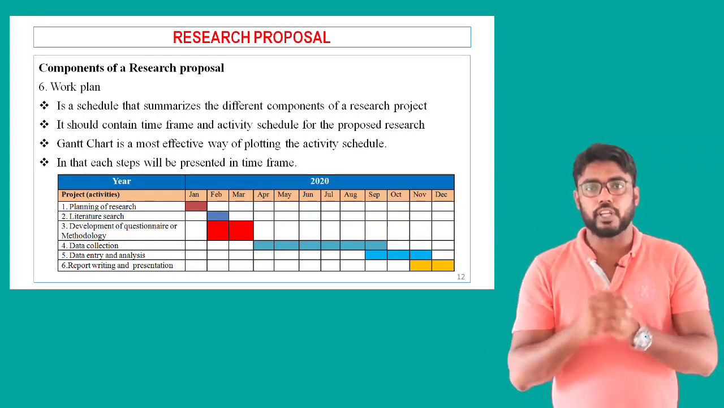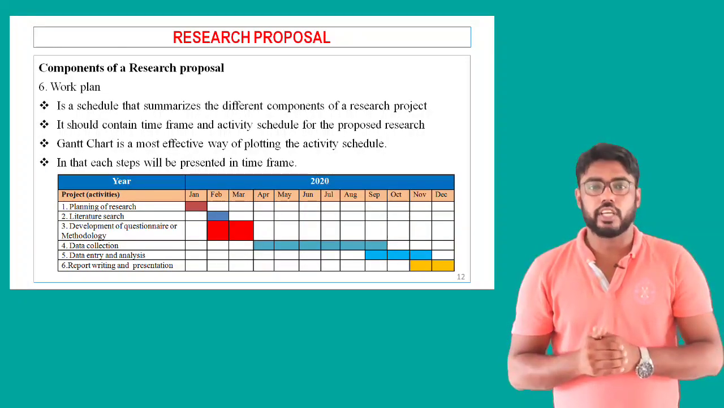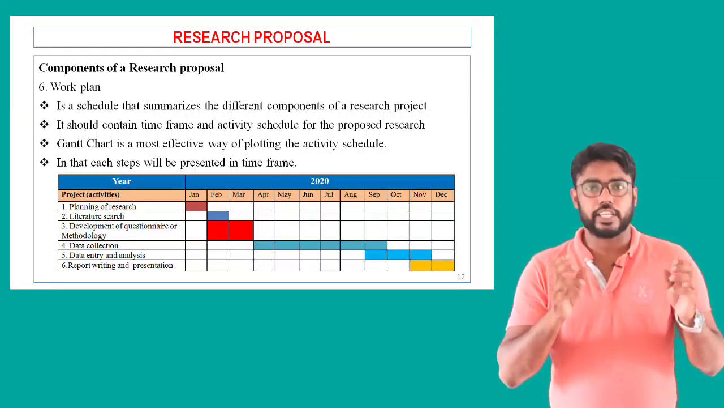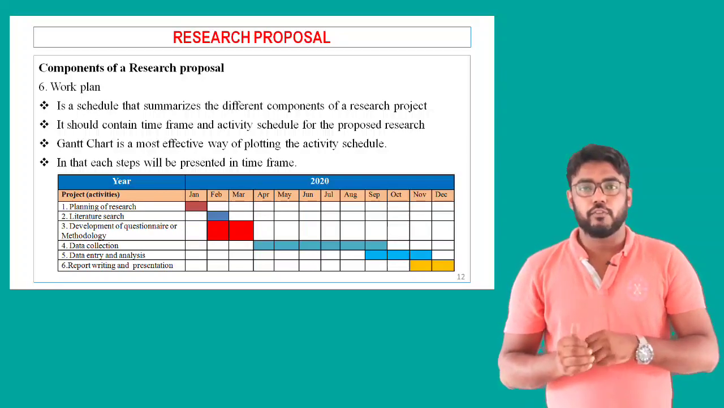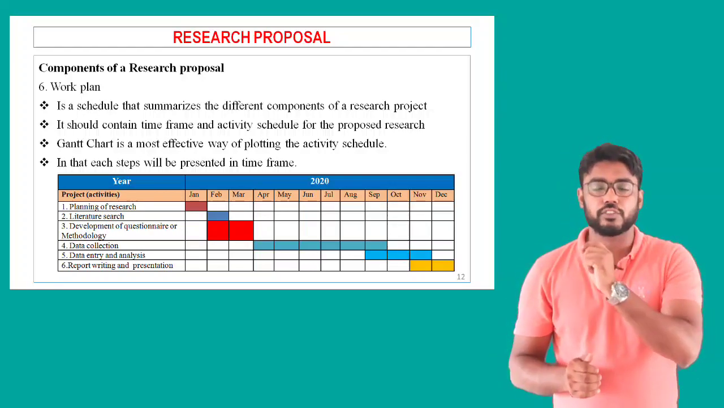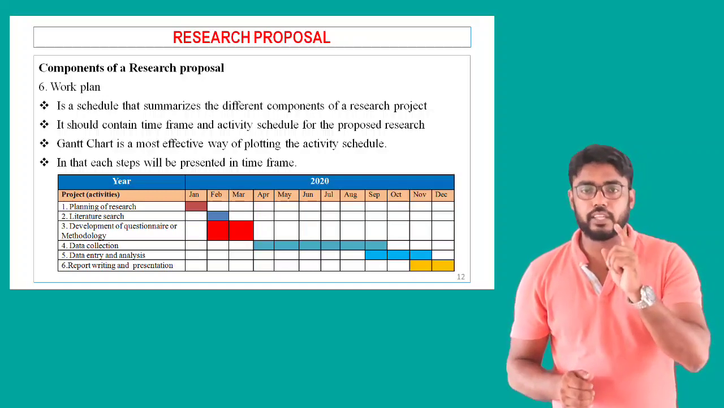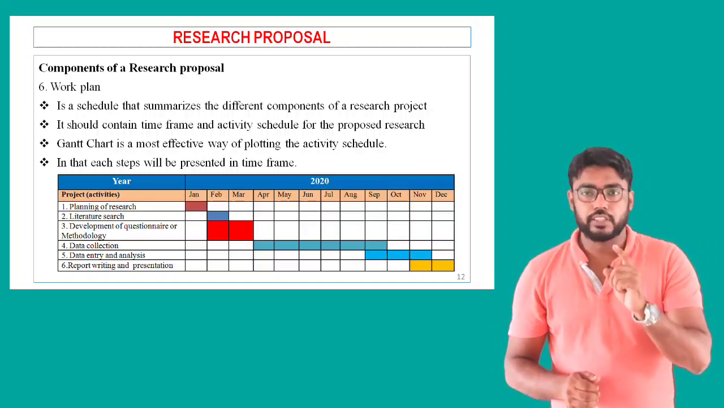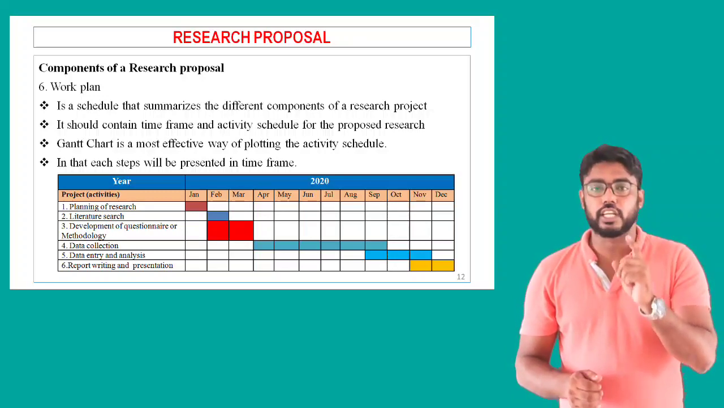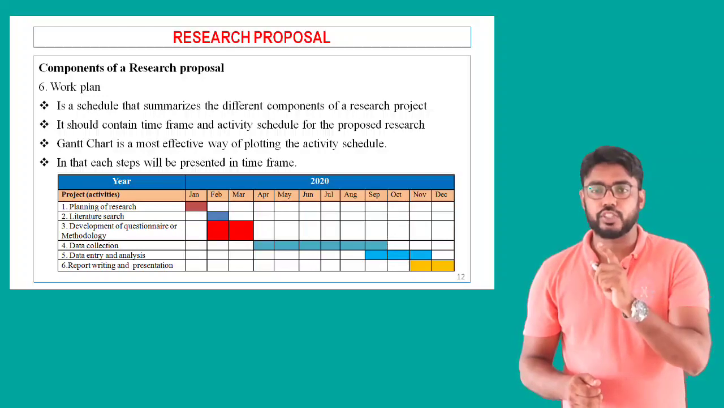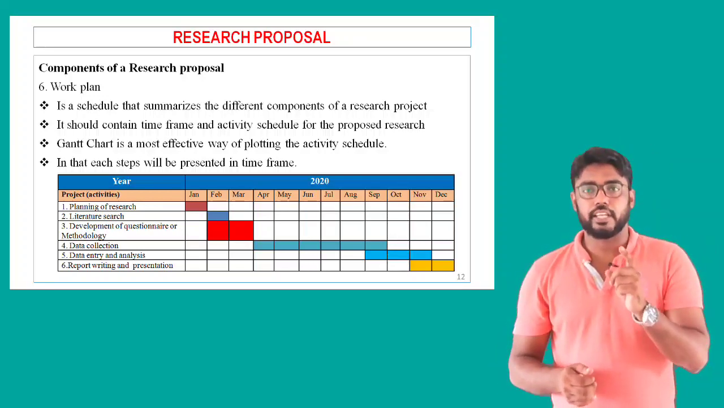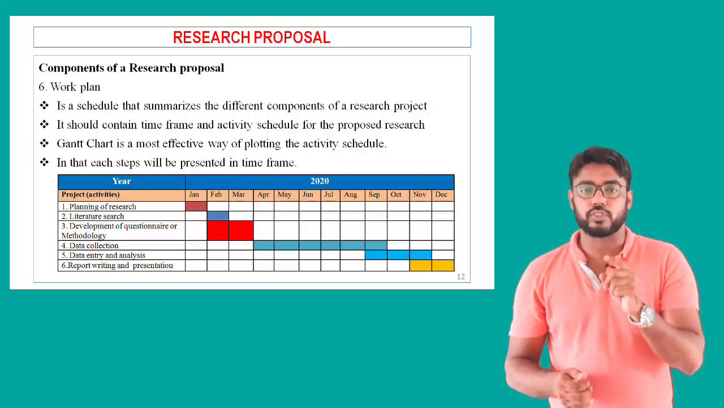And the sixth component is the work plan. I think we have already explained the work plan. A work plan is a schedule that summarizes the different components of a research project, and it should contain a time frame and activity schedule for the proposed research.